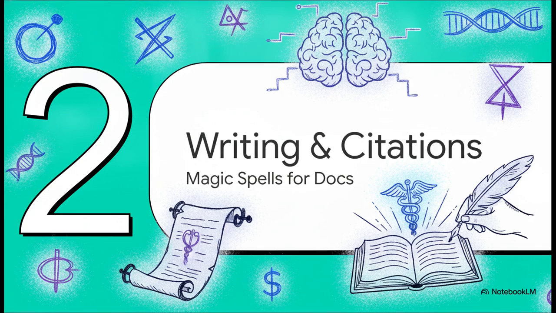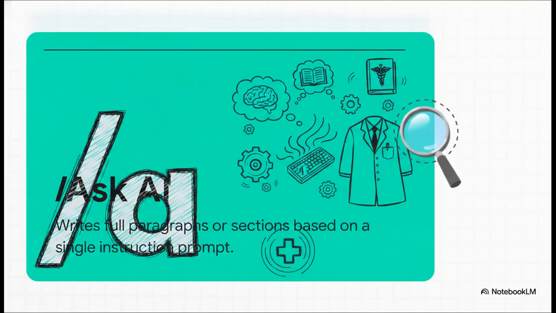Moving on to Section 2. AI writing and citations. Now, the real heavy lifting happens with the Ask AI command. By just hitting the / key on your keyboard, you are opening up a completely new world of productivity. It lets you generate entire paragraphs or even full sections based on just one simple instruction prompt. Imagine you need a 300-word intro on competency-based medical education for your MBBS students. You just hit that /, tell the AI exactly what you need, and boom, press enter. It's exactly like handing off a task to a tireless research assistant right inside your document.